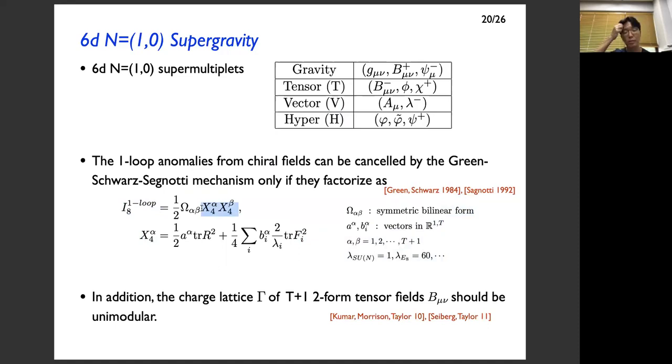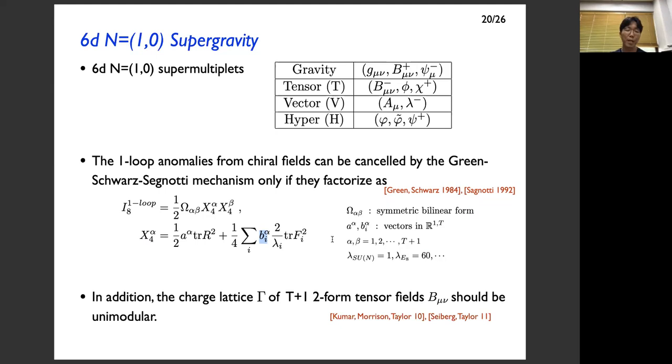So if the anomaly can be factorized in this way, then we can put in the Green-Schwarz term to cancel this anomaly. Here, X4 is a combination of the Pontryagin class and the second Chern class for the gauge field. And here, Omega is the symmetric bilinear form for the T plus 1 tensor fields, and a_alpha and b_alpha^i here are vectors in the R^{1,T} tensor space. Okay, so this factorization condition provides lots of constraints on these symmetric bilinear forms and vectors. And if we can find a solution to this factorization condition for the bilinear form and vectors, then 6D supergravity theories have no anomalies because they are canceled by the Green-Schwarz mechanism.